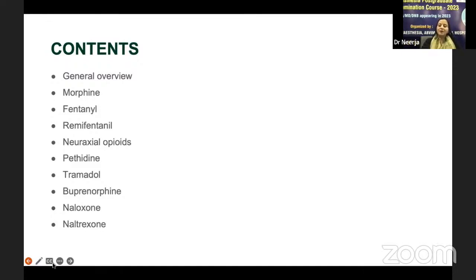And fentanyl is one drug which we are using day in, day out. So the drug that you are using on a routine basis, please remember to know it in detail. And morphine is a prototype of all the opioid drugs. So please read in detail about morphine. And naloxone is a specific antagonist of all the opioids. So that is another one you'll have to read in detail. Rest of the things, of course, tramadol you're using, those are other opioids that you need to know about.